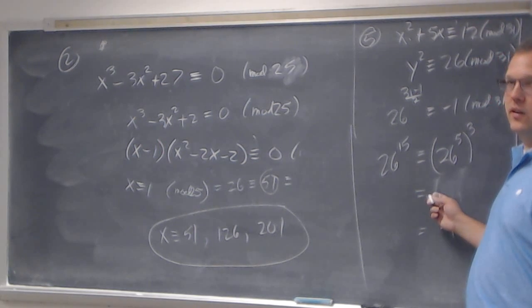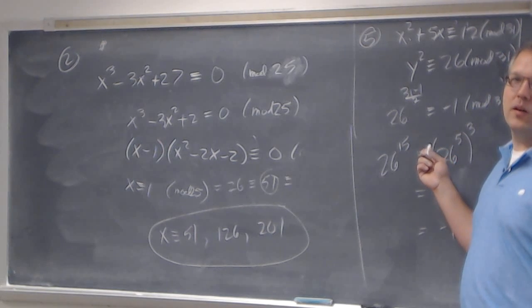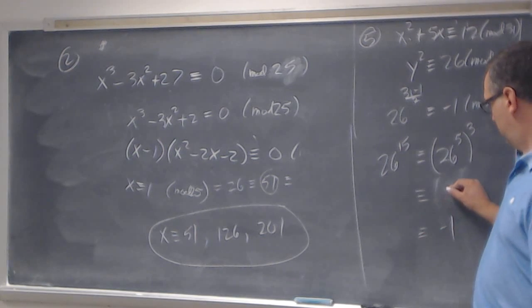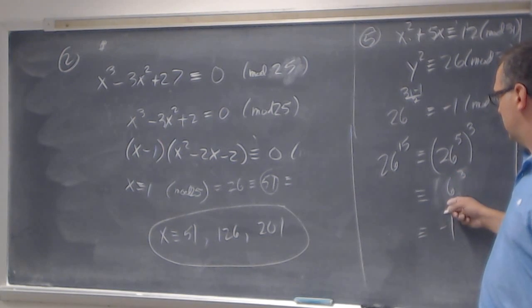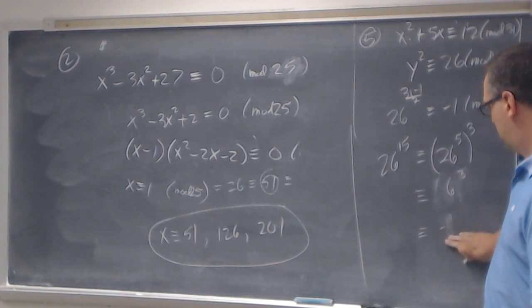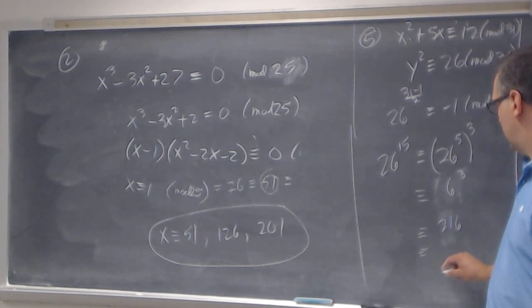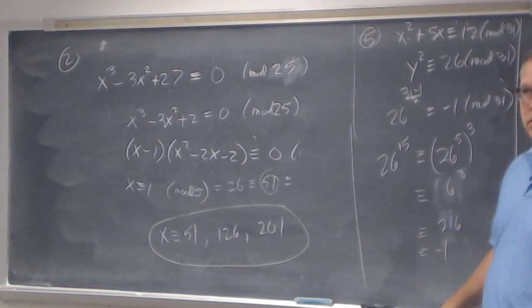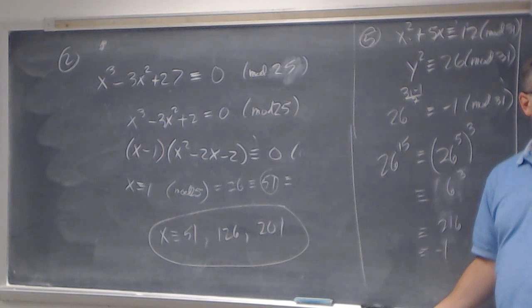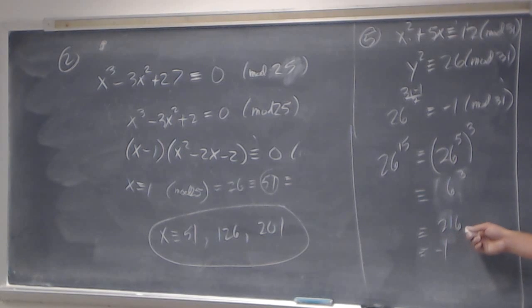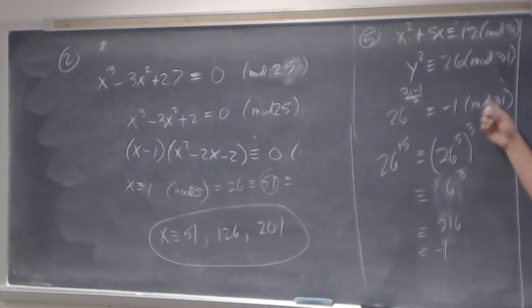Do we have a calculator? You can figure that out. It's 26 to the 5th power, mod 31. It's 6. So 6 cubed is what? 216. Should that be negative 1 mod 31? It should be. I didn't work it out this way. Yeah, it's 217, that's 7 times 31. Yeah, so this is 9.